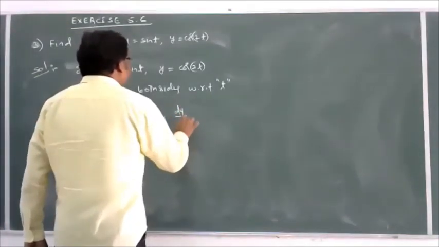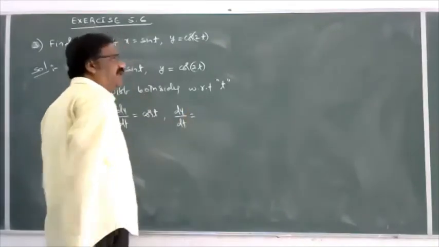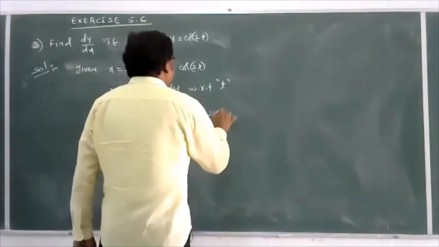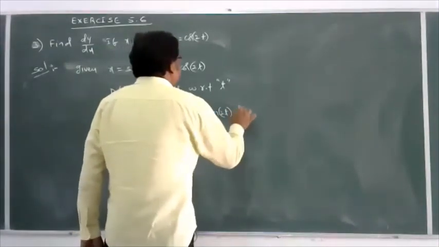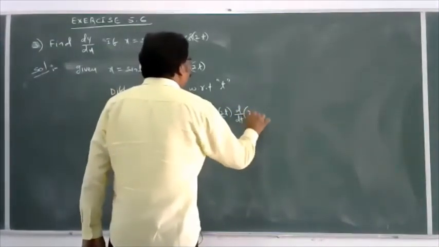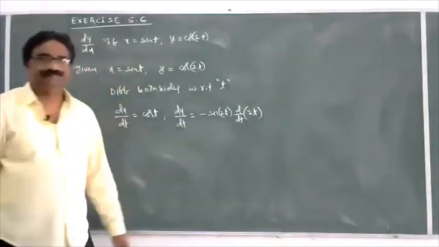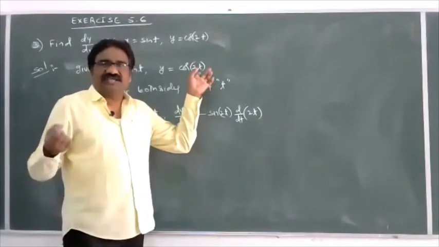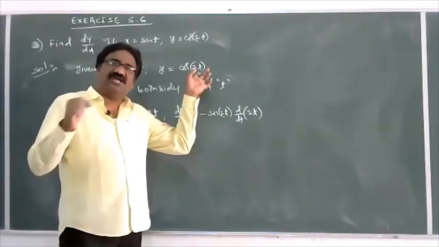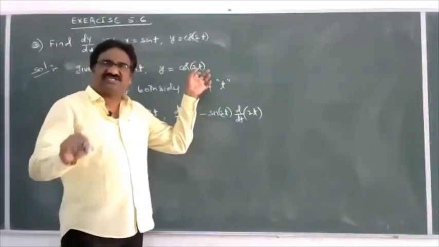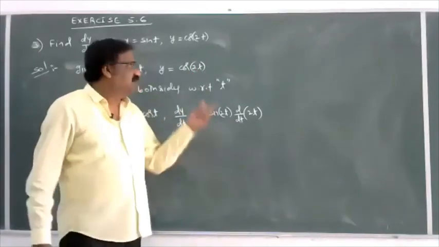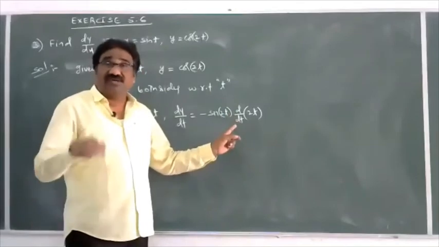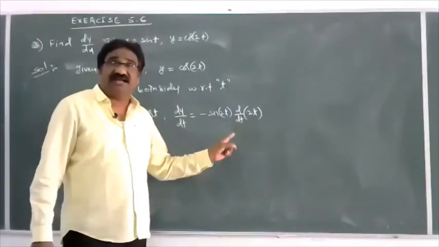And dy by dt is equal to cos 2t derivative, minus sin 2t into d by dt of 2t by using the chain rule. For example, if cos 2x is there, cos 2x derivative is minus sin 2x into d by dx of 2x by using chain rule. Like that here also, cos 2t derivative is minus sin 2t. Here we are doing with respect to t, that's why d by dt of 2t.